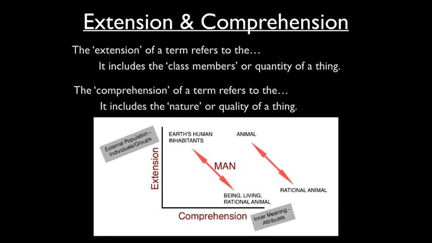So, for instance, if I were to talk about the term or concept of man, I would start to say, what is the inner meaning of man? Well, I would say things like we have being, we're alive, we're rational animals. Those are all things that would fall on the comprehension of man. They're the inner meanings, they have to do with his nature. Well, the fact that Earth's human inhabitants, all men, that's the extension. In other words, the class members that could be included in that, okay?